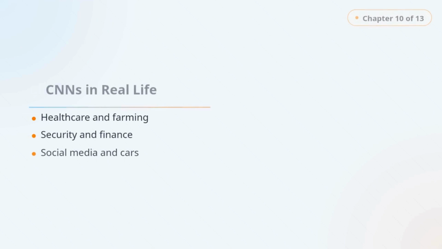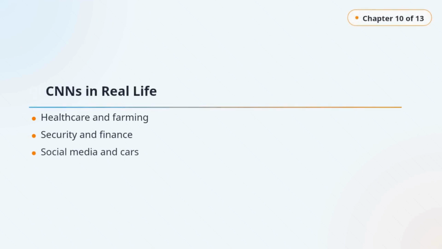CNNs are powerful because they solve real-world image problems. In healthcare, they help detect medical conditions from scans. In agriculture, they can identify crop issues. They are also used in social media for face tagging, in security for surveillance, in finance for chart pattern analysis, and in automotive systems for self-driving research.